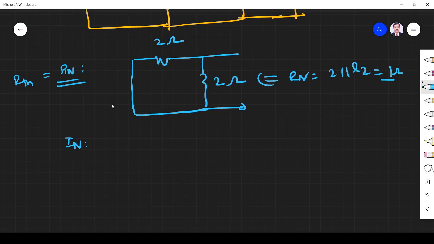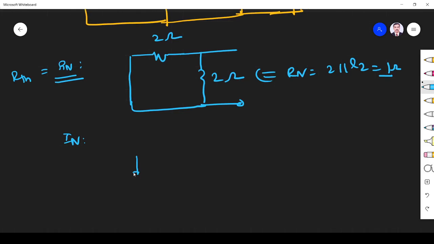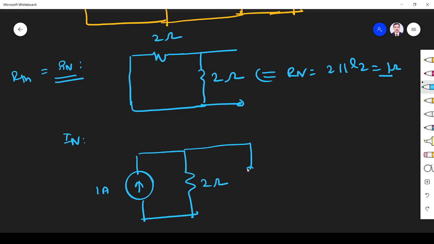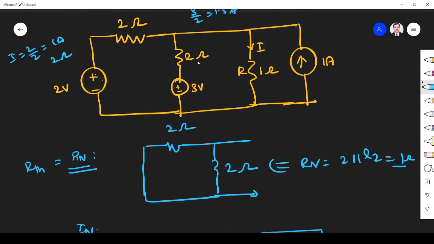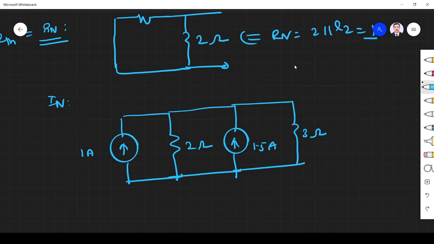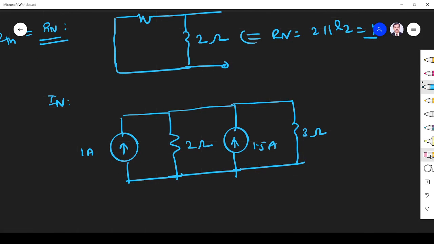So I replace that. So what is the thing? 1 ampere parallel with 2 ohm and 1.5 ampere parallel with 3 ohm. So again, is it 2 ohm or 3 ohm? Let us see. Okay, this is 2 ohm. Then 1 ampere, 1 ohm and 1 ampere. So this is 2 ohm.